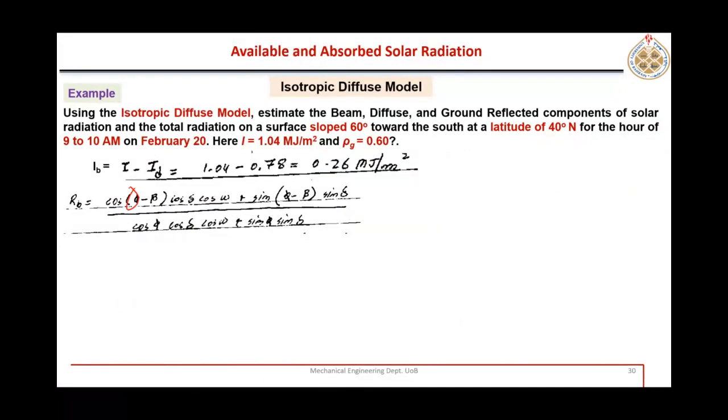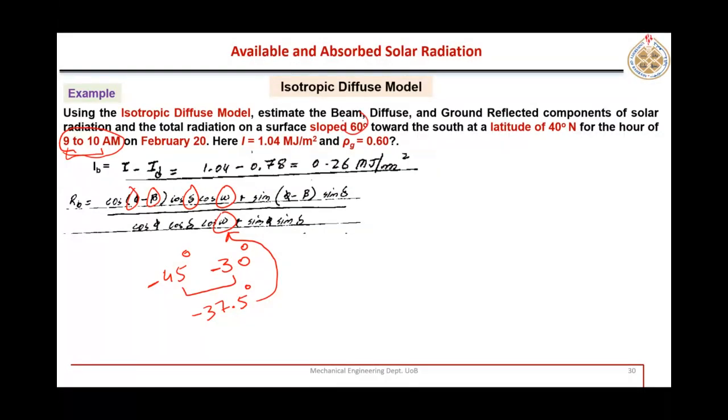So now just put values, everything is given: phi, beta, delta, omega. Now what is omega here? Because here it's a single omega, but our omega is changing from 9 to 10. So we can take the average of omega between 9 and 10. For example, at 9 it was minus 45 degree, and for 10 it was minus 30 degree, right? So the average of this is minus 37.5 degree. We can take that average omega for this hour to be used in the equation for RB. The rest is all given.